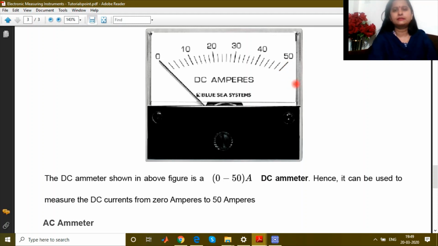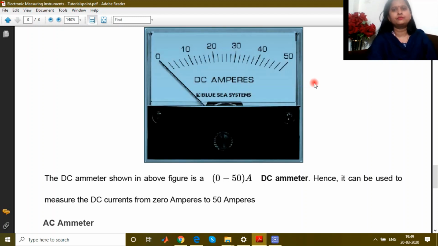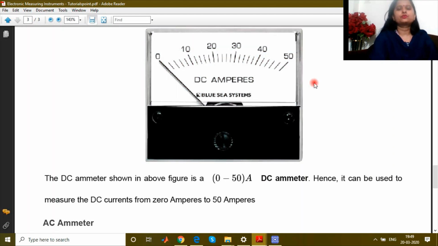So if you connect this ammeter in series with any load where you want to measure the current, then a torque will be generated through the coil of the ammeter, and this needle will start to move on this scale, and suppose this needle stops at this 30. It means that the current flowing through that circuit, through that load is 30 ampere, right?